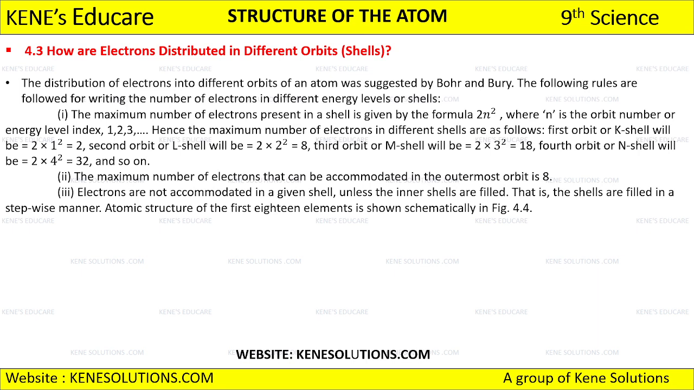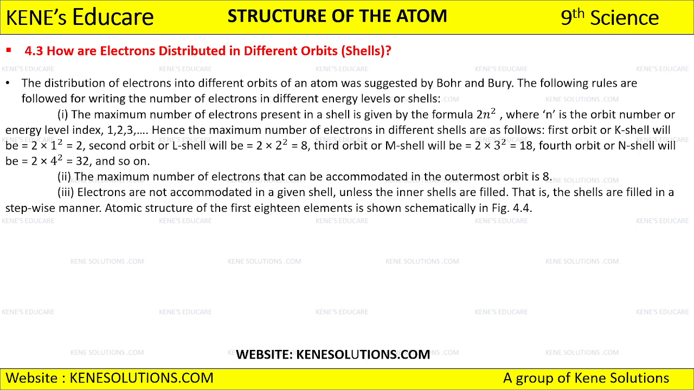What do we have? We have certain rules for writing the number of electrons in different energy levels or shells. The first rule is that the maximum number of electrons present in a shell is given by the formula 2n square, where n is the orbit number or the energy level index.